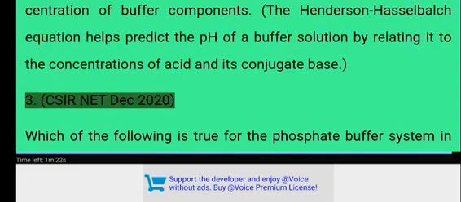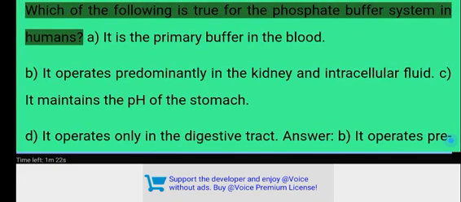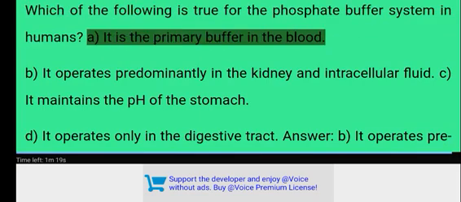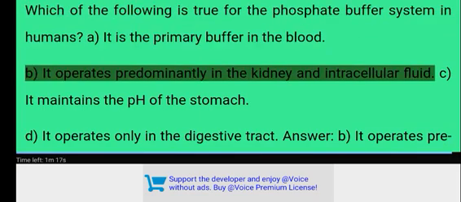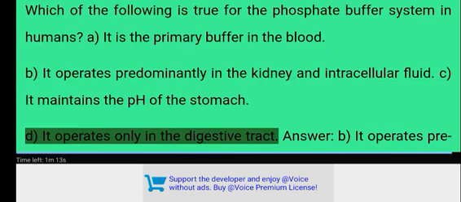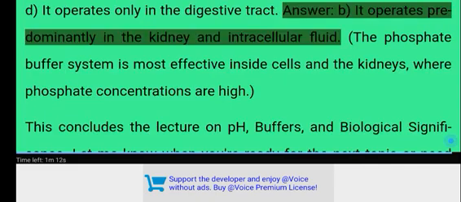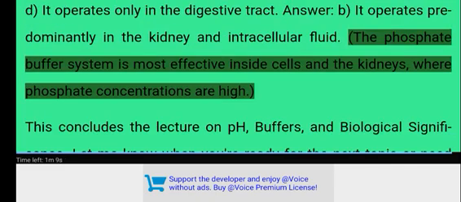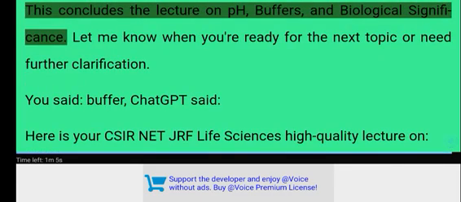3. CSIR NET December 2020. Which of the following is true for the phosphate buffer system in humans? A. It is the primary buffer in the blood. B. It operates predominantly in the kidney and intracellular fluid. C. It maintains the pH of the stomach. D. It operates only in the digestive tract. Answer: B. It operates predominantly in the kidney and intracellular fluid. The phosphate buffer system is most effective inside cells and in the kidneys, where phosphate concentrations are high. This concludes the lecture on pH, buffers, and biological significance.